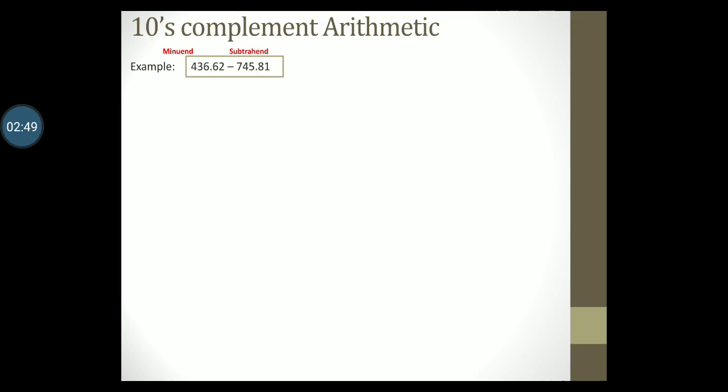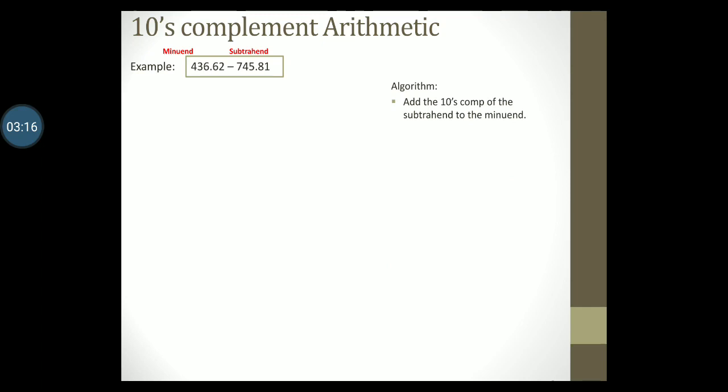Let us take the example 436.62 minus 745.81. The result of subtracting these two numbers should give you the same answer as the previous slide, except that there will be a negative sign. In subtraction, the first number is always called the minuend and the second number is called the subtrahend. Let us bring up the algorithm that we saw in the previous slide.